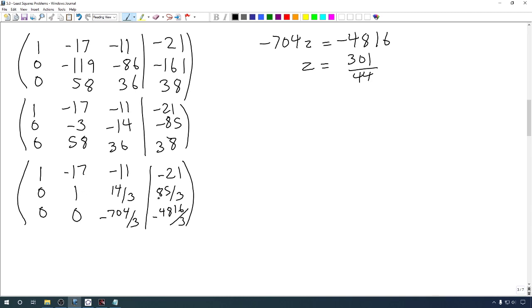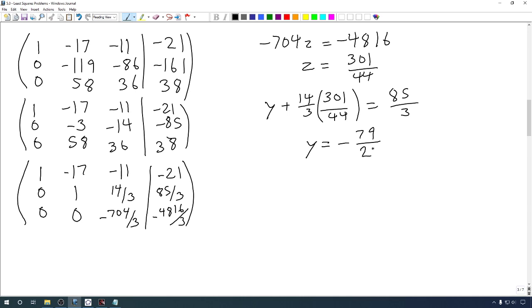Then we use that in our second equation. We have y plus 14 over 3 times this z, which is 301 over 44, and that's going to equal 85 over 3. Taking 85 over 3, subtracting that, and simplifying, I'm going to assume that you guys know how to do that. But we'll get y is negative 79 over 22.